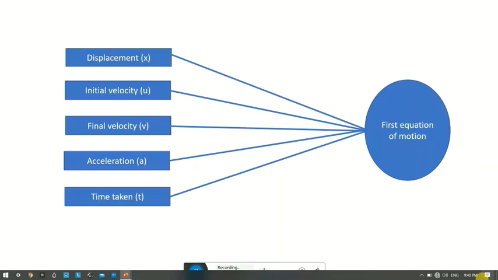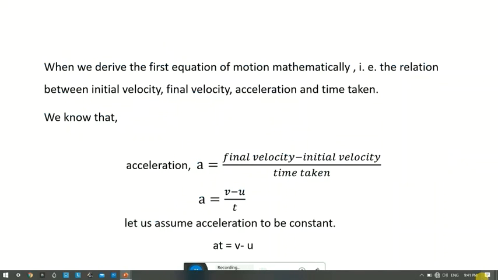So in order to solve this problem, we derive equation of motion, and for deriving first equation of motion, let us ignore displacement. So we know that acceleration is equal to change in velocity by time taken, and change in velocity is nothing but final velocity minus initial velocity. So we get A is equal to final velocity minus initial velocity by time taken, and final velocity is denoted by v, initial velocity is u, and time taken is t. Therefore we get acceleration a is equal to v minus u by t.